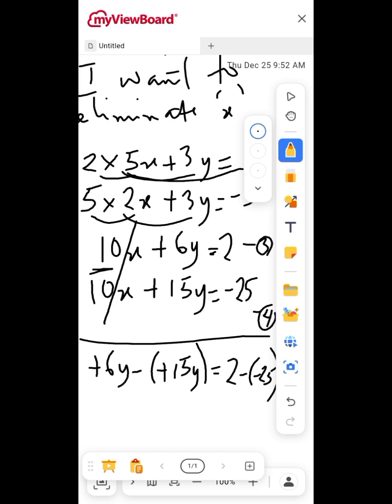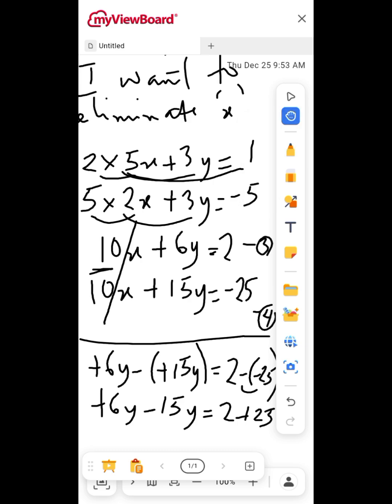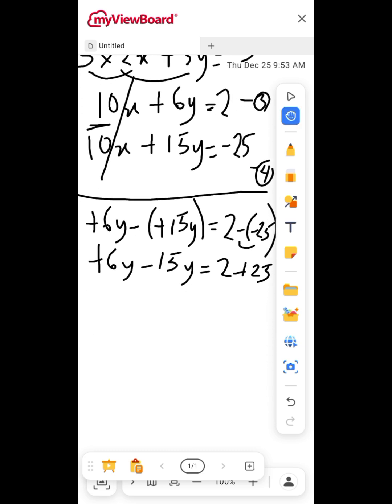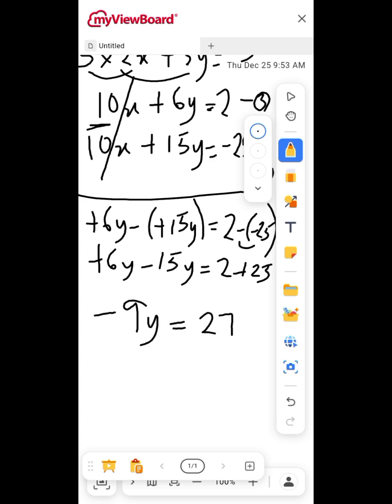Okay, so this one will give us plus 6y minus times plus will be minus 15y equals, then when you open a bracket, minus times minus, that will be 2 plus 25. So what is plus 6y minus 15y? That is minus 9y equals 2 plus 25, that's 27. We are looking for y.